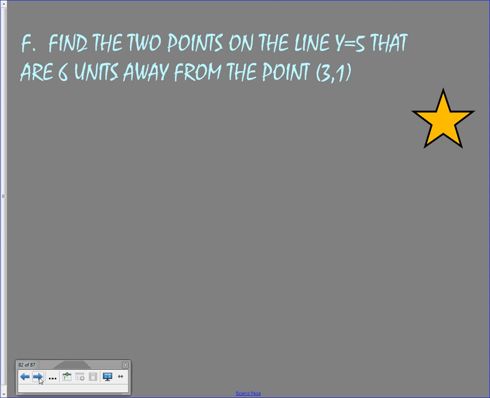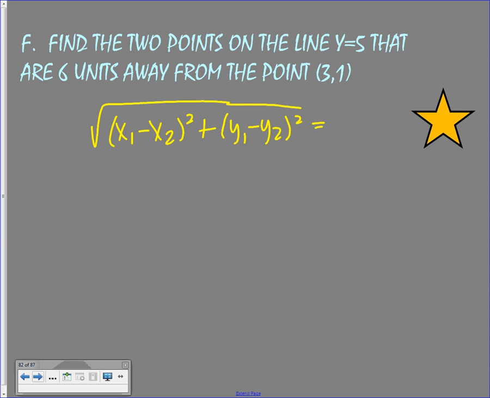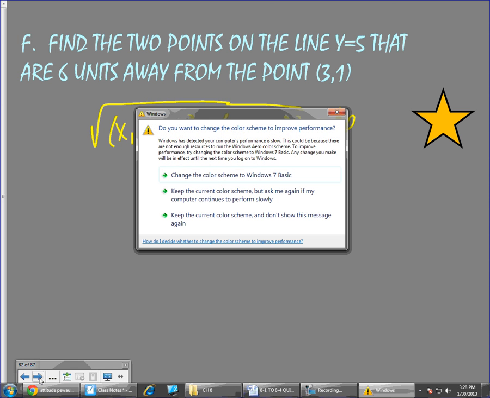So the question says, find the 2 points on the line y equals 5 that are 6 units away from the point 3,1. Okay, so basically you've got the formula above you. So that is going to be the square root of your x1 minus your x2 squared plus your y1 minus your y2 squared, and that is your distance. Well, it tells us that our distance is 6, so that whole thing is going to be set equal to 6.